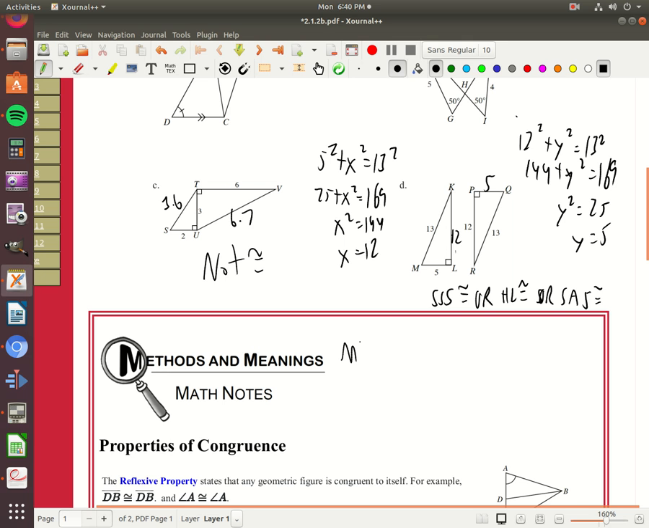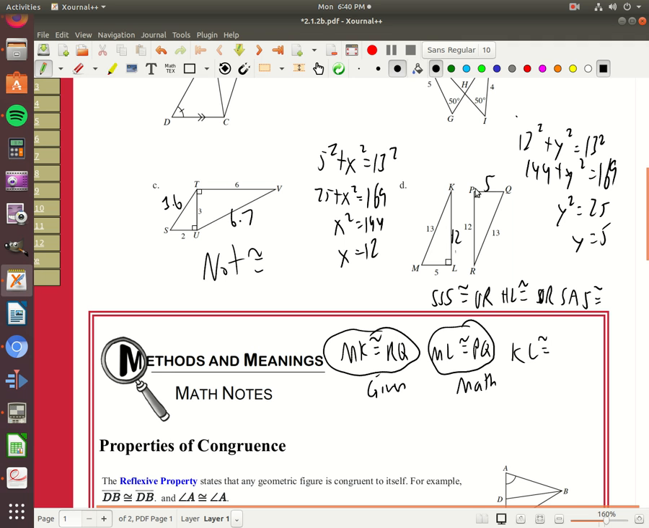So we can say MK is congruent to RQ. And we can say that's true because it's given, right? We didn't have to do any math for the 13s. We could say ML is congruent to PQ. There's a bunch of different ways we can say this. We can say the Pythagorean theorem, math. I'm just going to say math. We did some math here. We used Pythagorean theorem to figure out this was 5 and those are the same. That's fine. And then KL is congruent to PR.